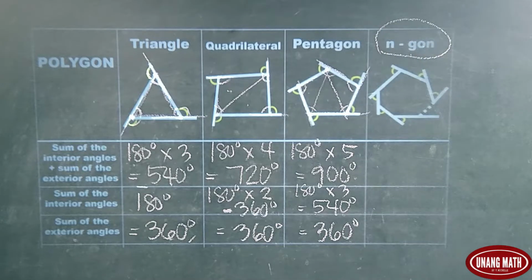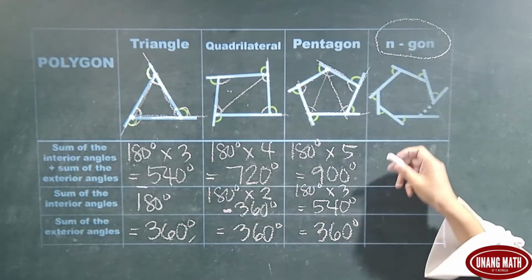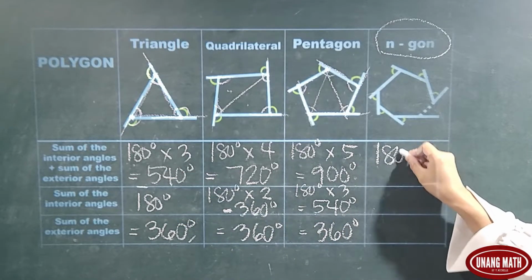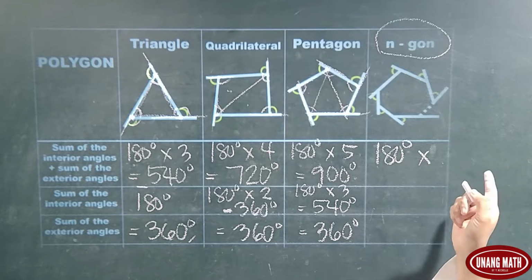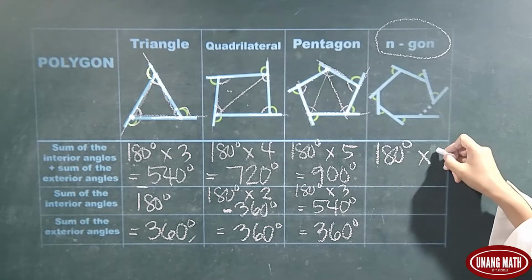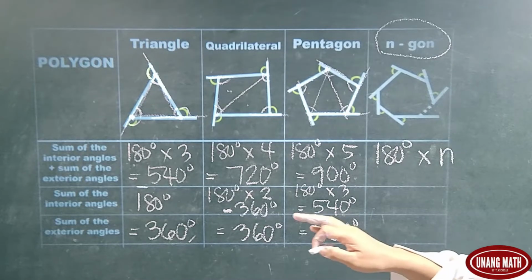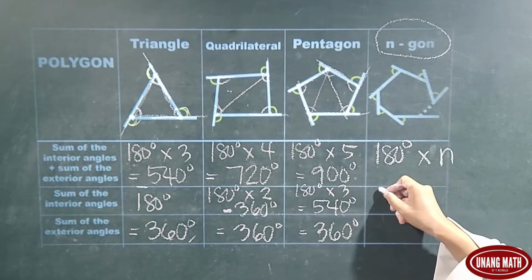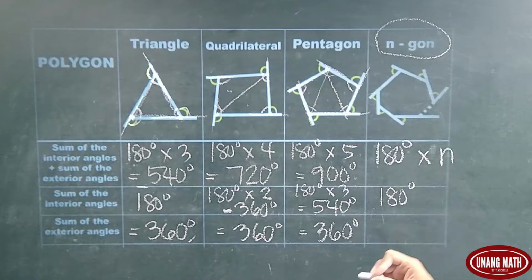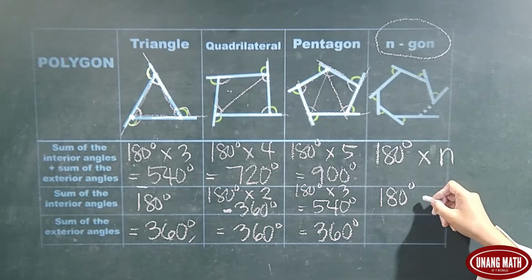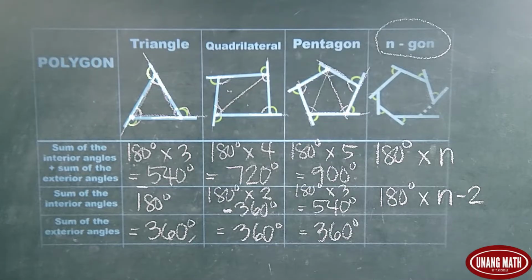What about n-gon? The sum of the interior angles plus the sum of the exterior angles. One straight angle is 180 degrees times how many vertices or how many straight angles? So this is times n. For the sum of the interior angles, one triangle is 180 degrees times how many triangles? So this is times n minus 2.